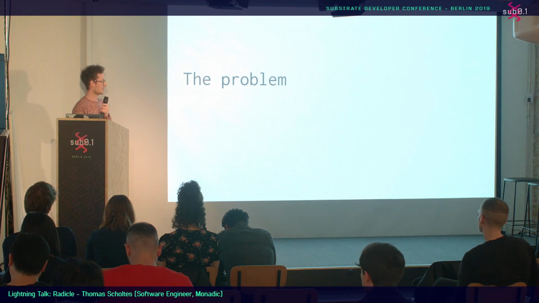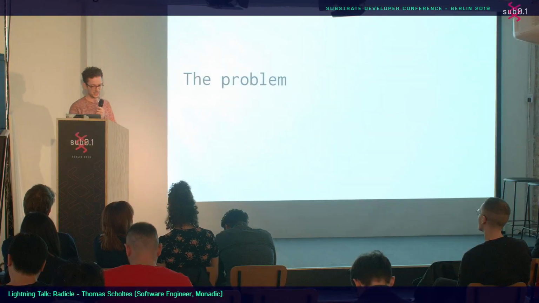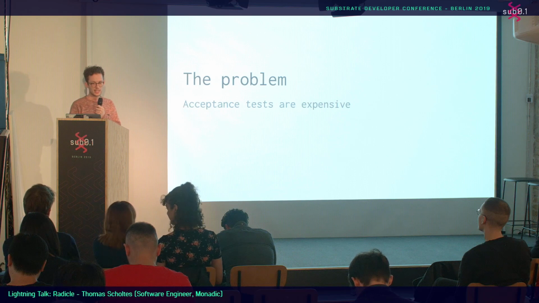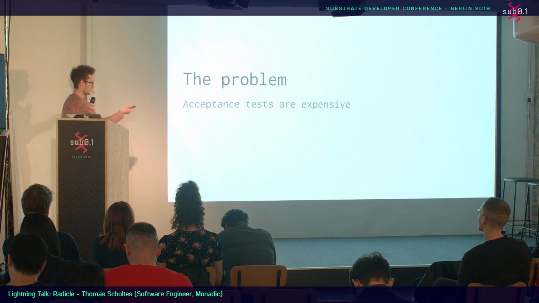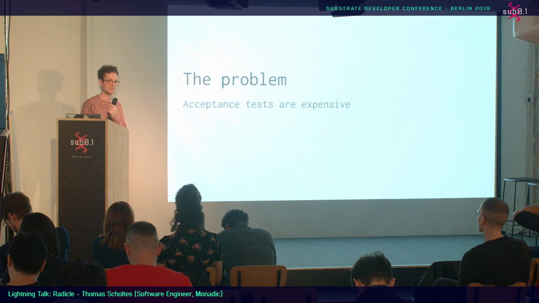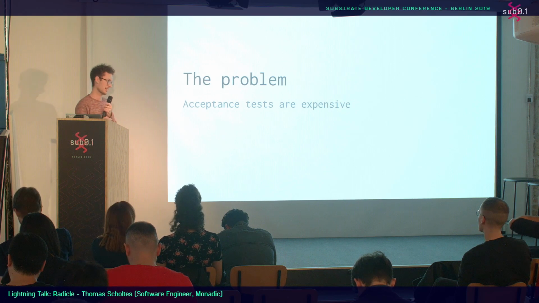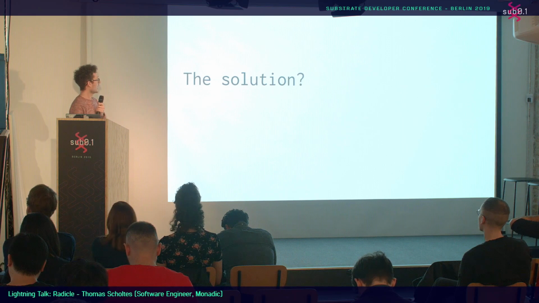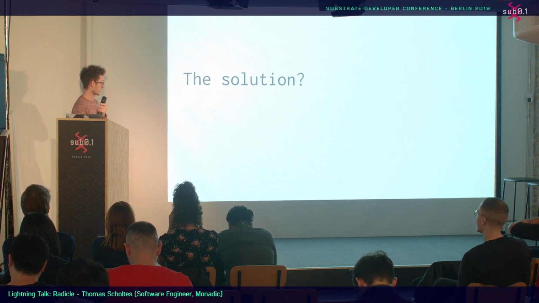Other problems are, of course, that you cannot really run the tests in isolation unless you tear down the node on every test case, reset the database and start it up again. And there are some other issues with that. The main idea is that acceptance tests are quite expensive. You need to control the whole stack, and then set up and tear down. So what is the solution to this problem?